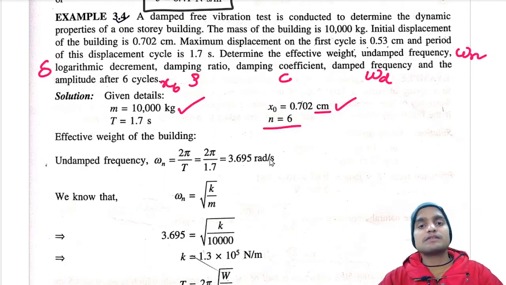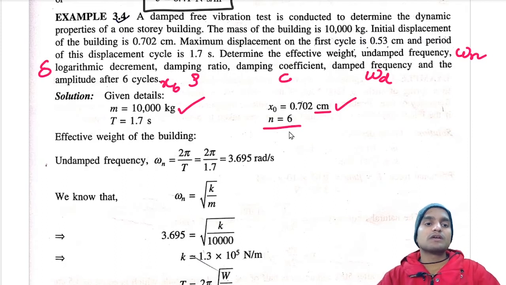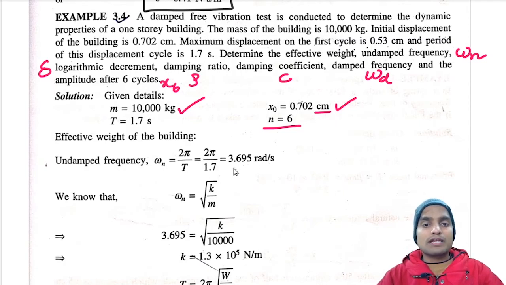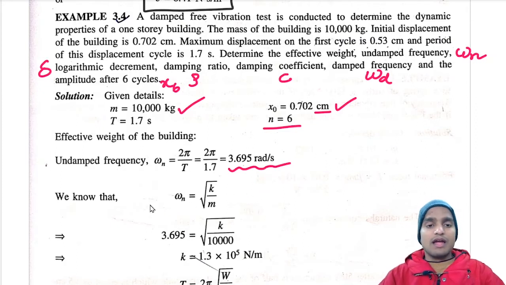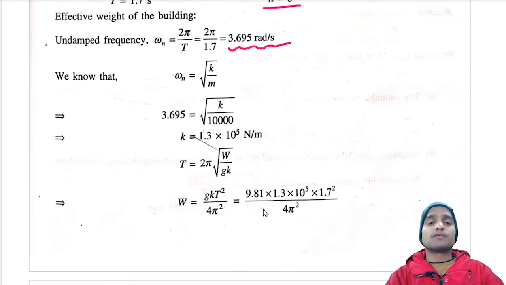So the cycle number is 6. Let us start with the undamped frequency. Omega n is equal to what? 2 pi by T, because T is equal to 2 pi by omega n. So let's put it in, and T is in second, so we will get omega n equal to 3.695 radian per second, and we know that omega n is equal to root under k by m. Mass value is given, so we can calculate the value for stiffness.